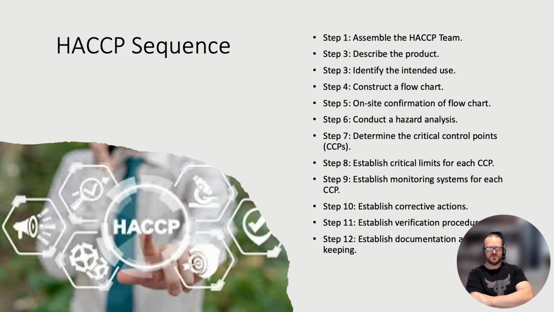So you can see I've got 2 step 3s there, but that's a mistake. So step 2, describe the product. Step 3, identify the intended use. Flow charts, confirmation of flow charts, hazard analysis, there it is, determine the control points, establish the critical limits, establish monitoring systems, establish corrective actions, establish verification procedures, and establish documentation and record keeping.